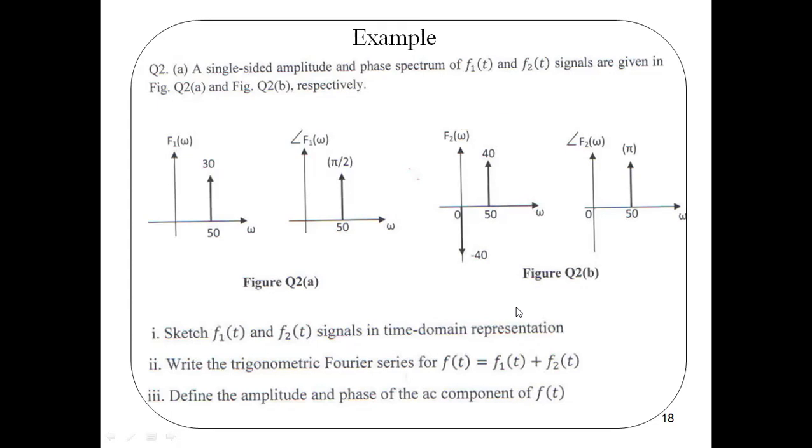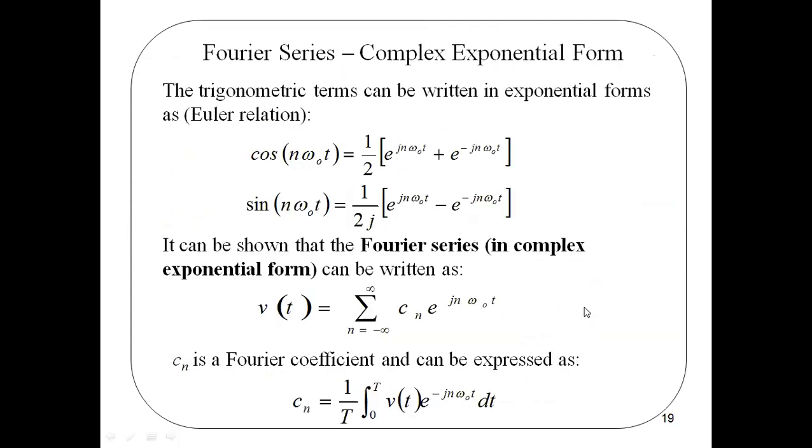Okay, so hopefully we can now start the lectures on the topic of Fourier series, the third type of Fourier series. We have learned the complex exponential type of Fourier series, in which v(t) is written as the summation of n from negative infinity to positive infinity of Cn e^(j n omega naught t), where Cn is the integration of v(t) e^(-j n omega naught t) dt.